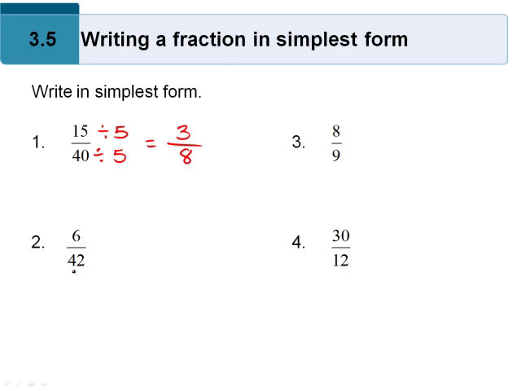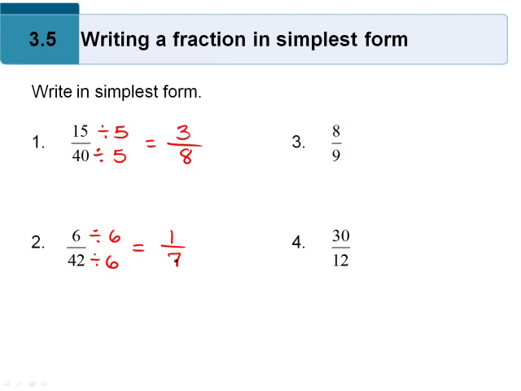Number 2, 6 over 42. Well, a lot of people might see 2 goes into both those, but think about it. 6 goes into 42, and it also goes into itself. So you want to try and use the greatest common factor, which in this case would be 6. So we're going to divide the top and bottom by 6, which would be 1 on top, and 42 divided by 6 is 7. Okay?